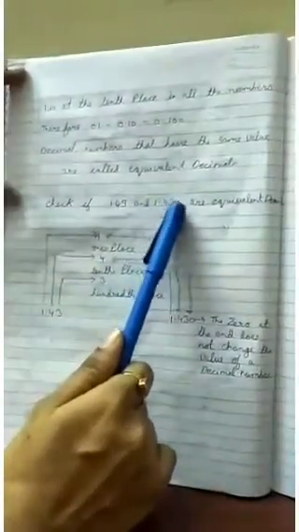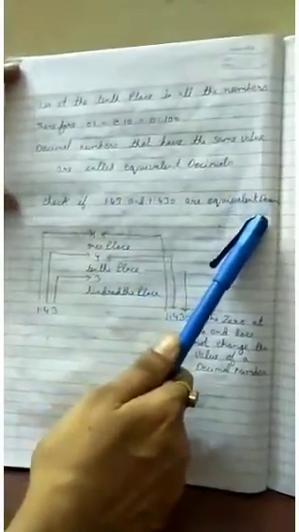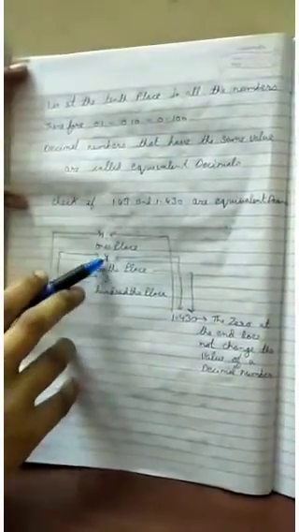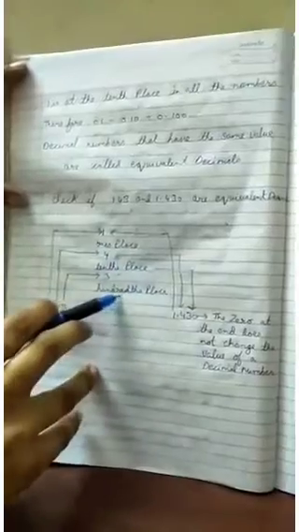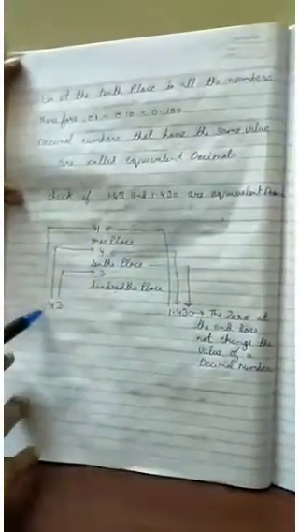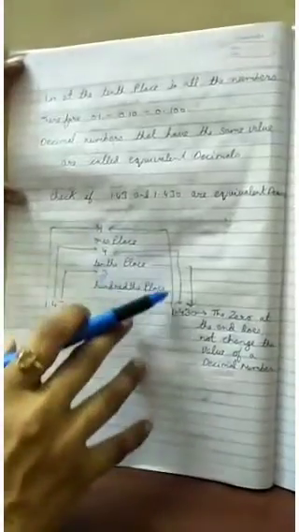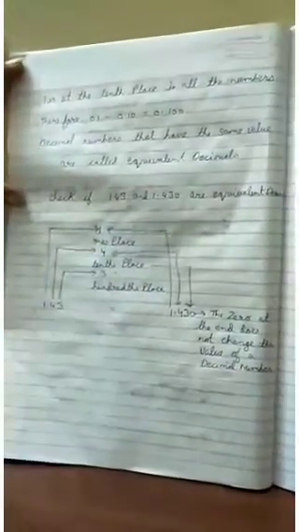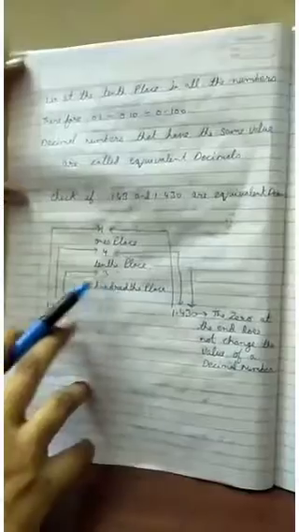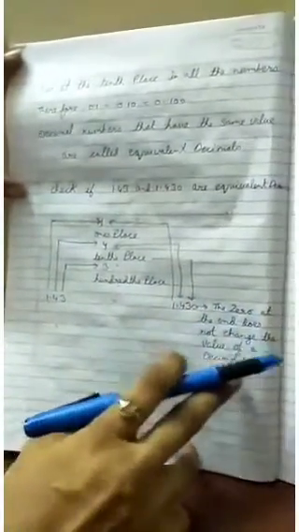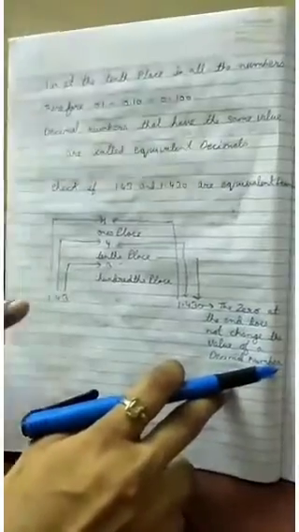Check if 1.43 and 1.430 are equivalent decimals. Like 1.43, we will write it like this: ones place, tenths place and hundredths place. 1 will go over here. 4 will come in the tenths place and 3 will come in the hundredths place. The 0 at the end does not change the value of the decimal number.